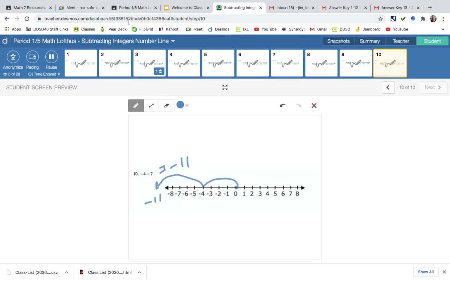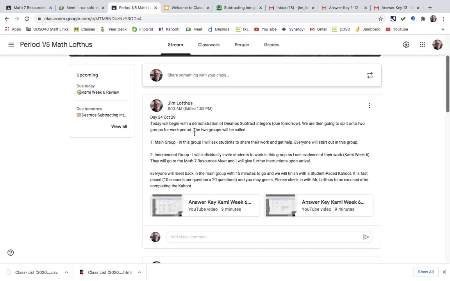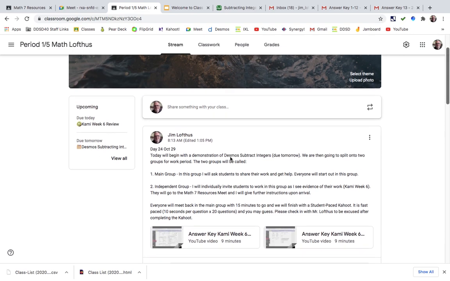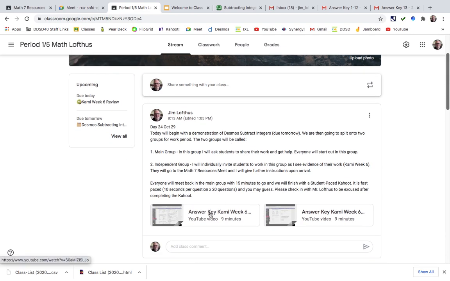And I want to go back to the Google Classroom because I updated it since earlier today. And there are answer keys. So this is the answer key for CAMI problems 1 through 12, answer key for CAMI 13 through 24. So you can check those.